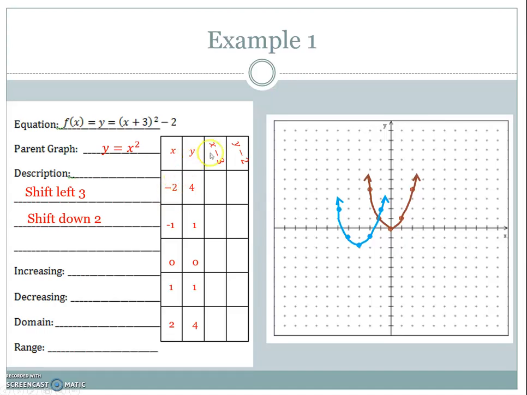So for example, -2 minus 3 is -5. -1 minus 3 is -4. And I'm going to continue that through the 0, 1, and 2. Then I'm going to repeat this process with the y. So if I plug 4 in, it'd be 4 minus 2, which is 2. 1 minus 2, which is -1. And then continue that process for the last 3 points of y, which were 0, 1, and 4. These points here on the right are the exact same points that I reasoned through on that graph there. And increasing, decreasing, domain, and range. Since we've done this for a while, you should be familiar with how that works.